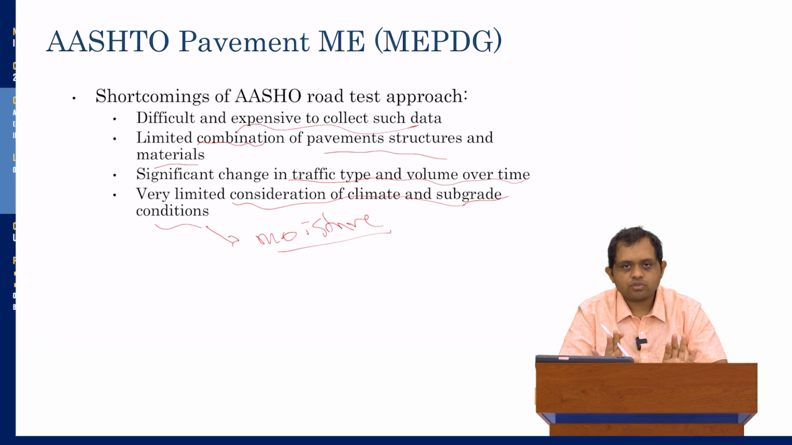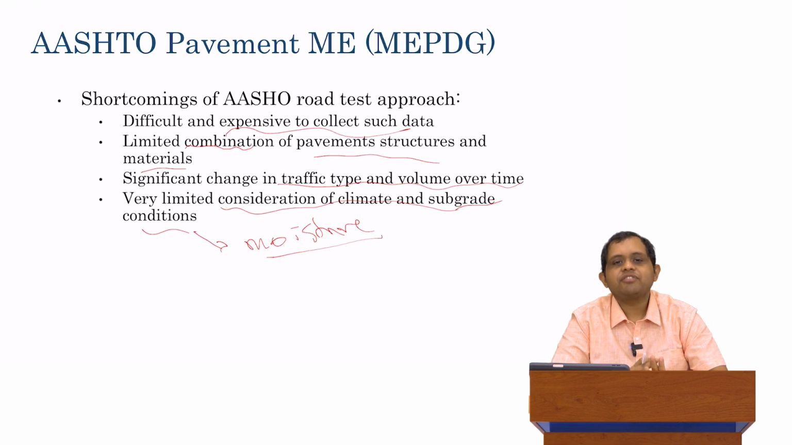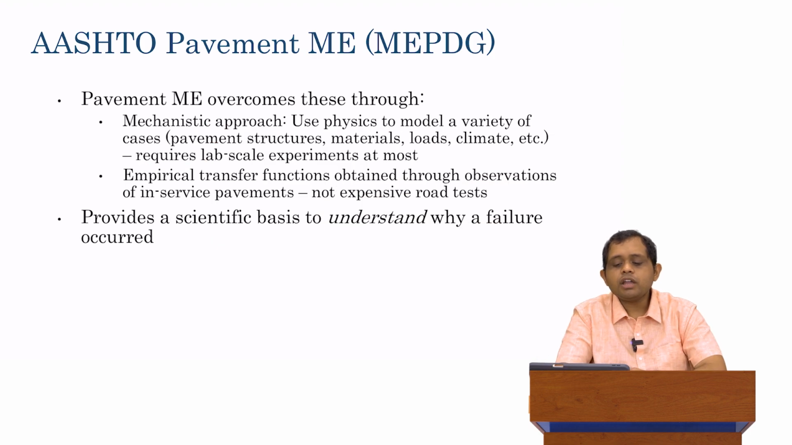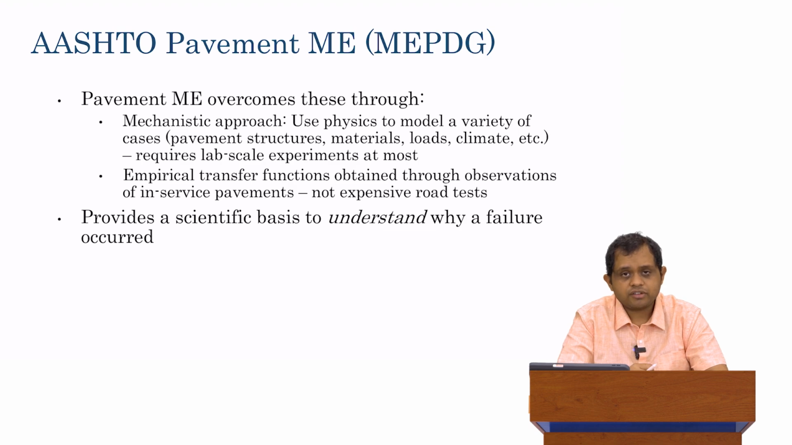There are still some road tests going on, by the way, but it's very difficult to keep doing this and trying to develop new design guides out of it. It was really these shortcomings by the dawn of the new millennium that led to the need for a completely new approach. It was not just the need for a new design guide, but for a completely new way to create these design guides and to analyze and design rigid pavements altogether. That was the mechanistic empirical approach.